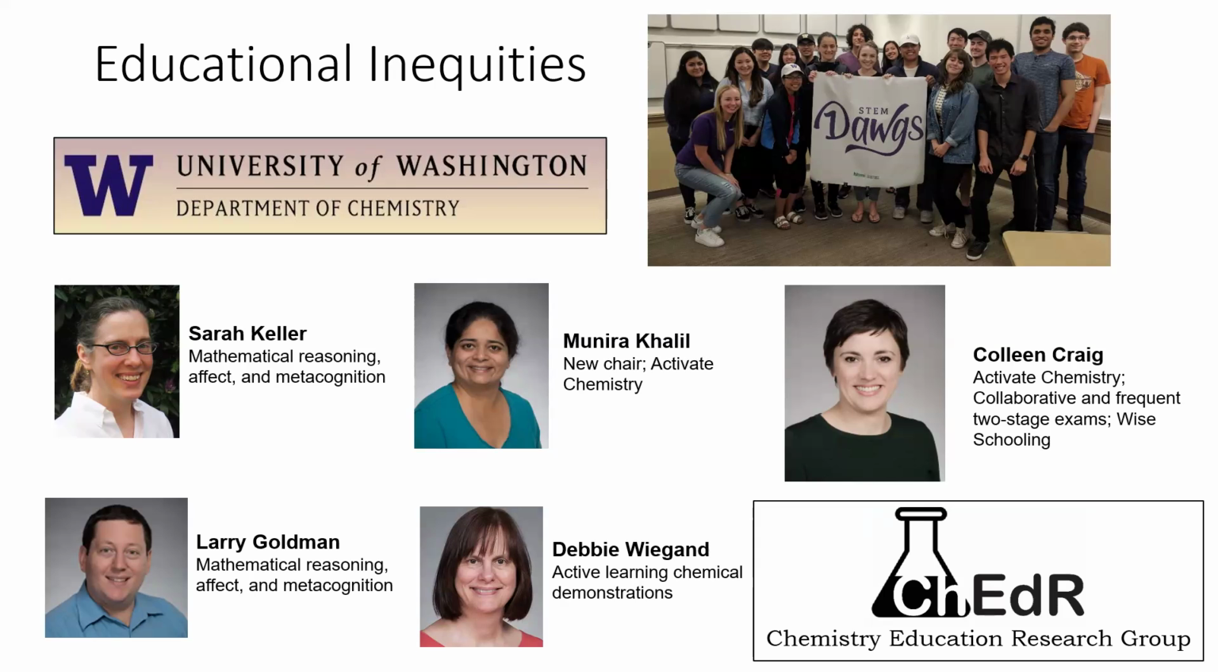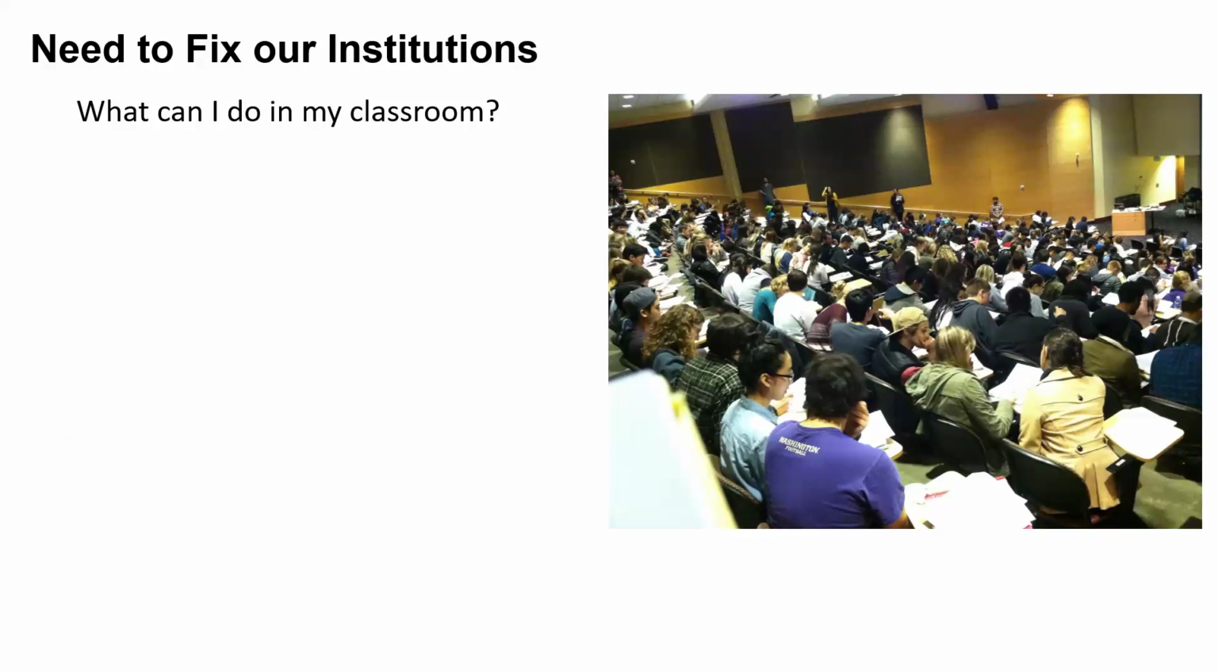So I think about all of this, and knowing that we need to fix our institutions, I think about what I can do in my classroom. And specifically, I think about whether active learning is a solution to some of these problems that we have seen. Active learning can mean a lot of different things to a lot of different people. It has become kind of a catch-all phrase.